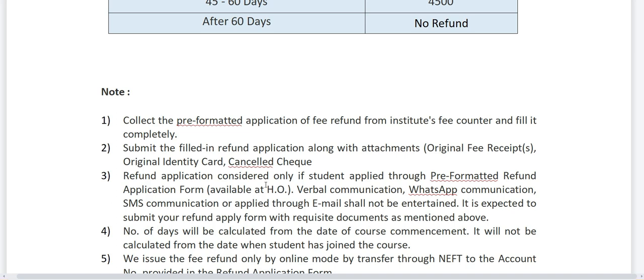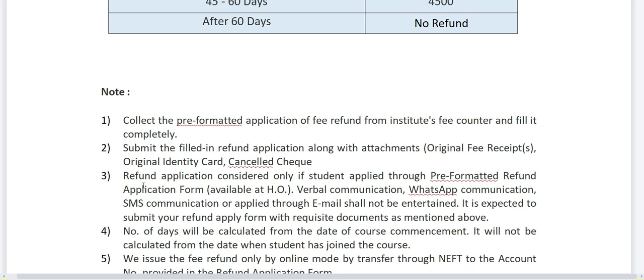Now next, let us move on to the note part. Collect the pre-formatted fee refund application from the institute fee counter and fill it completely. That is very necessary: all students are requested to fill the application form for the refund. No WhatsApp message, email, or any verbal communication will be accepted for the refund. So for the refund, you have to fill the form which is already given in the package we have provided. Complete it and submit the filled-in refund application along with whatever attachments it requires.